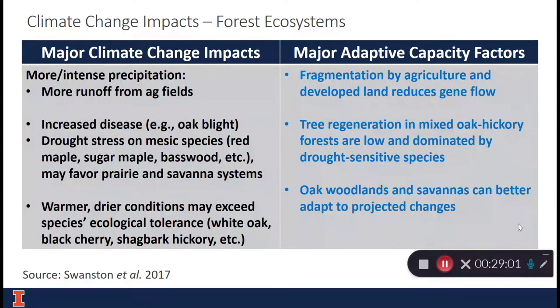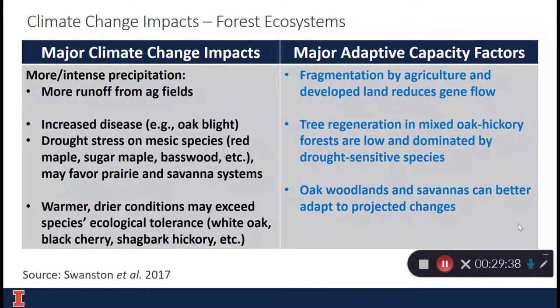And these are important tree species we have here in the Midwest. The white oak, which is the Illinois state tree, black cherry, shagbark hickory. These are really ecologically and culturally important tree species here in Illinois. With that being said, there are some major adaptive capacity factors that can actually benefit forested ecosystems from climate change. One of those is the fact that we've fragmented our landscapes through agriculture. So what that does is it reduces gene flow, especially from competitors and invasive or pest species of weeds.